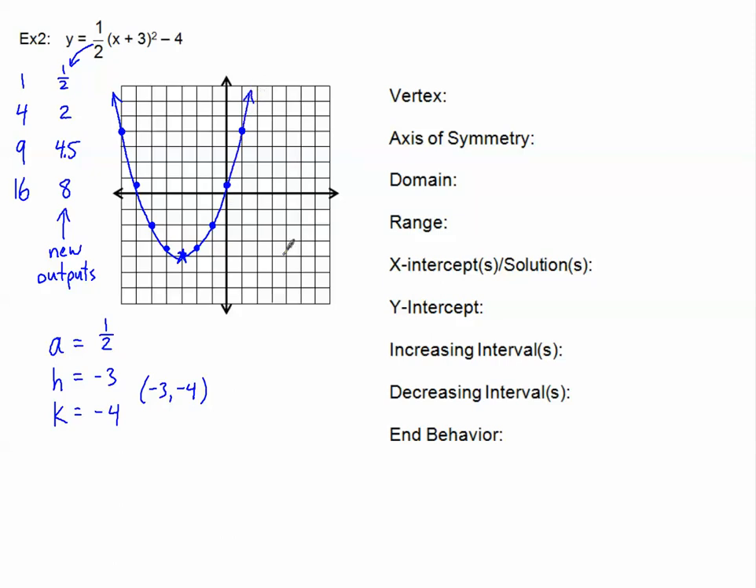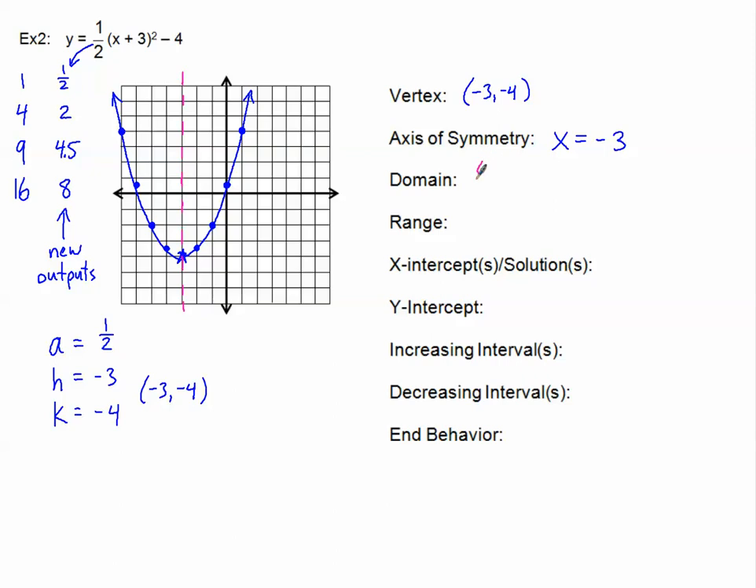Okay, great. Let's talk about all of our pieces. We already had our vertex, -3, -4, so I'll repeat that over here, -3, -4. The axis of symmetry is the equation x equals -3. It's always x equals h. And you can see that 1, 2, -3, there's our axis of symmetry. If you'd like to dot that in, that might be helpful to visualize that you've done this correctly. It should be exactly a mirror image.